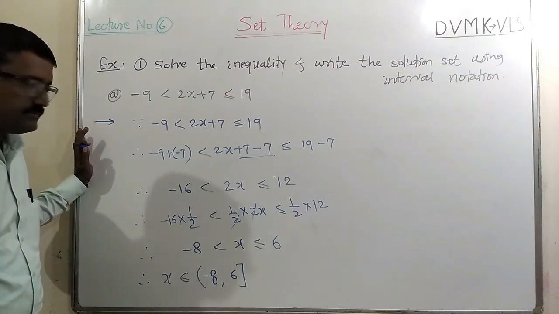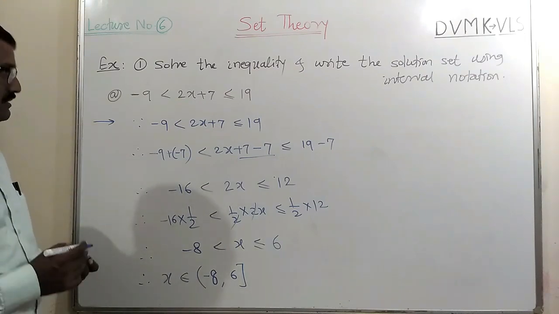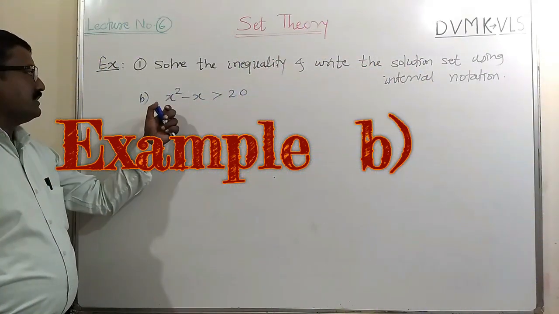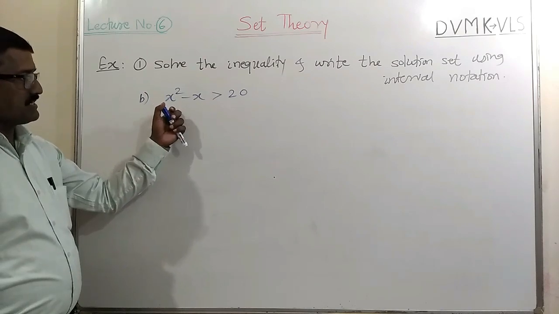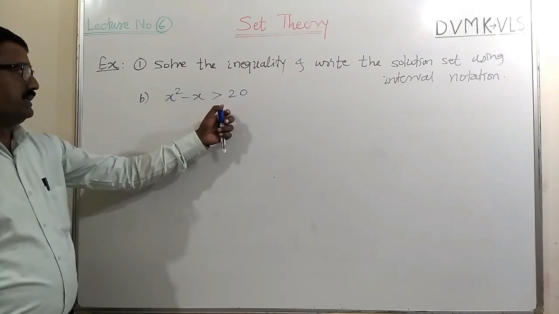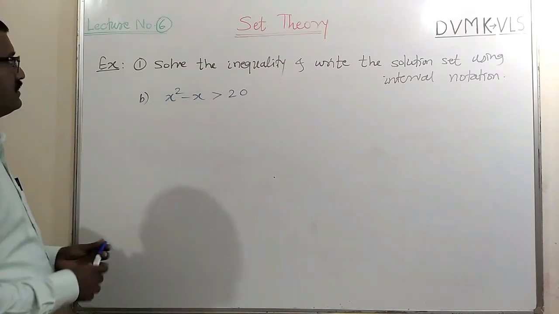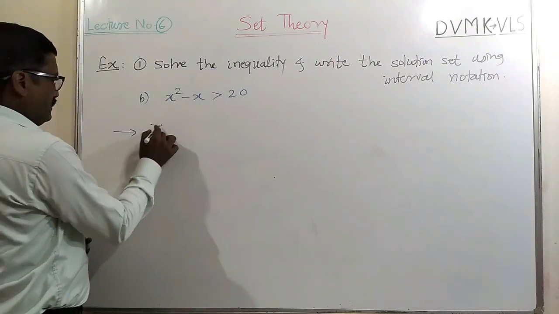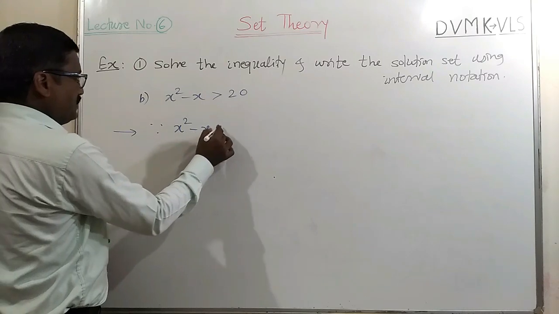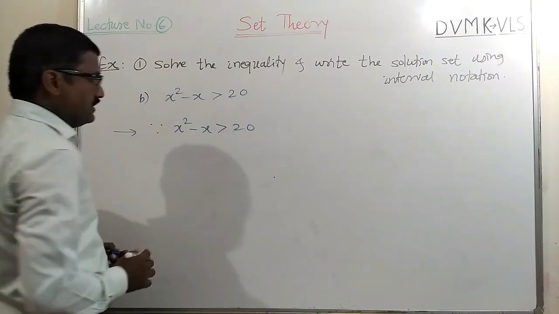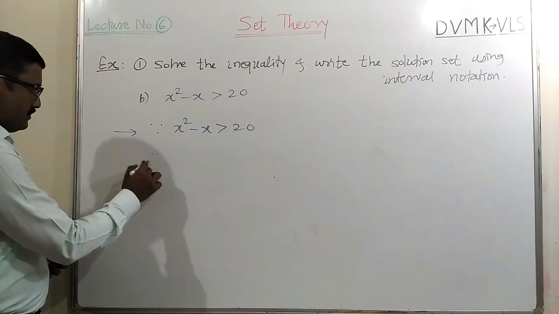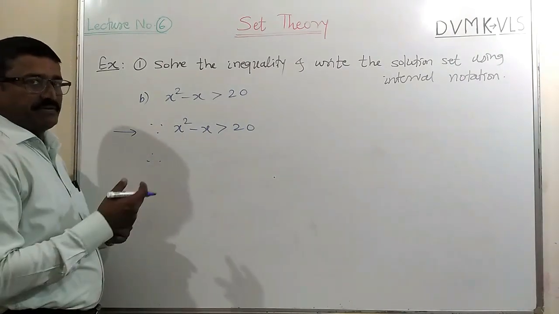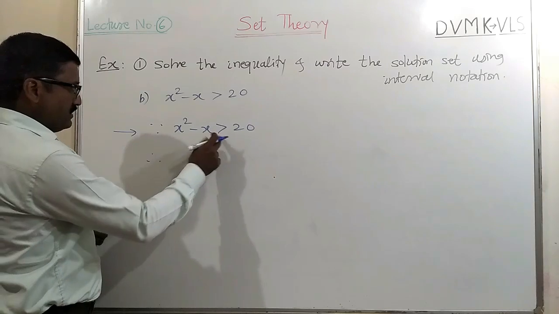Is it okay? Let us see another one. Now see this second one, b, which contains x square minus x greater than 20. Here we have to solve this inequality. Since x square minus x is greater than 20, what we can do is take this 20 to the left, means subtract 20 from both sides of this inequality.